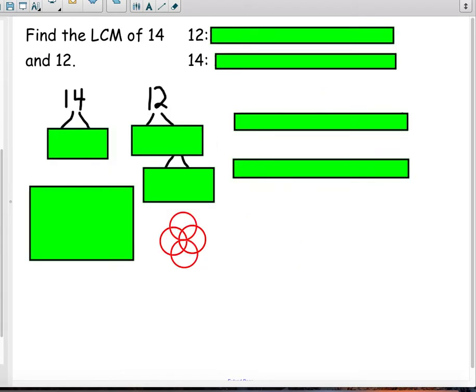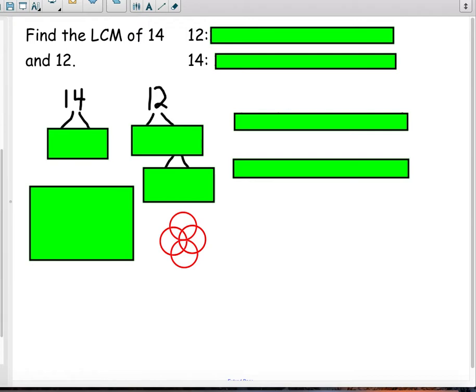All right, let's try another example. Try using both the list method and prime factorization. I will pause the video now. All right, here we go. Let's see how we did.